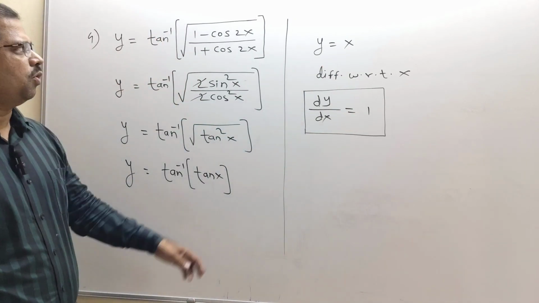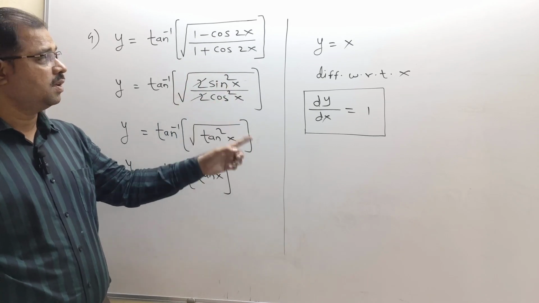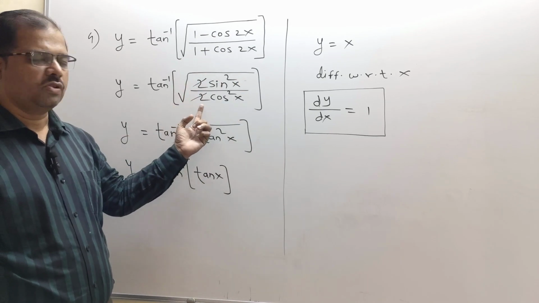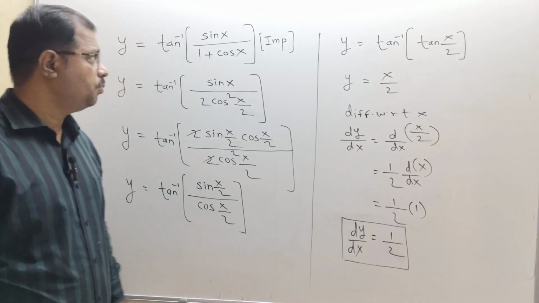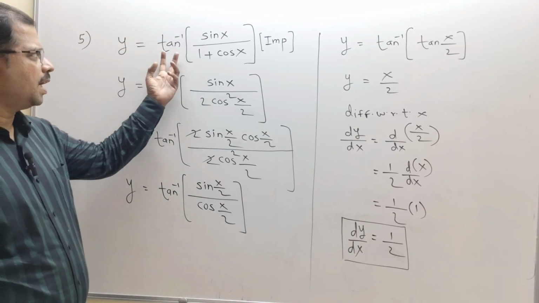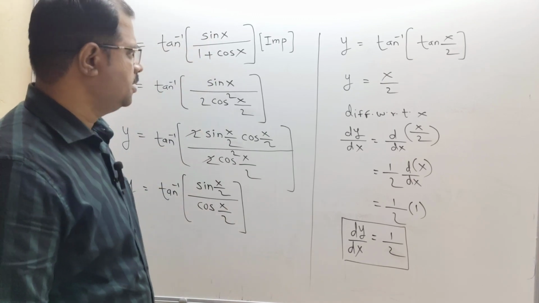Here we use two formulae: 1 minus cos 2x equals 2 sin square x, and 1 plus cos 2x equals 2 cos square x. Next problem is an important one: y is equal to tan inverse of sin x upon 1 plus cos x.